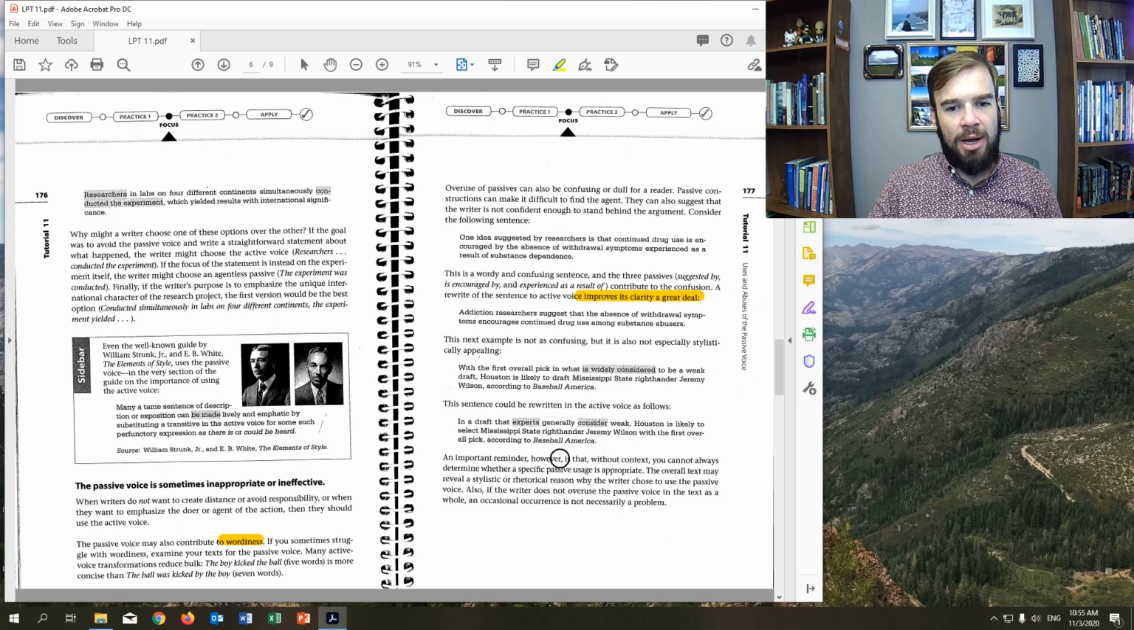An important reminder, however, is that without context, you cannot always determine whether a specific passive usage is appropriate. The overall text may reveal a stylistic or rhetorical reason why the writer chose to use the passive voice. Also, if the writer does not overuse the passive voice in the text as a whole, an occasional occurrence is not necessarily a problem.